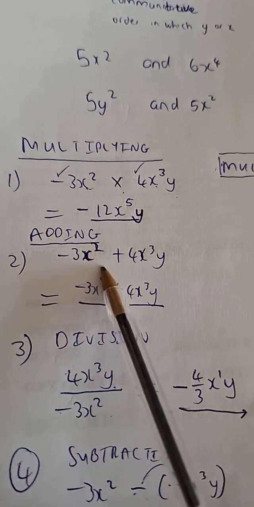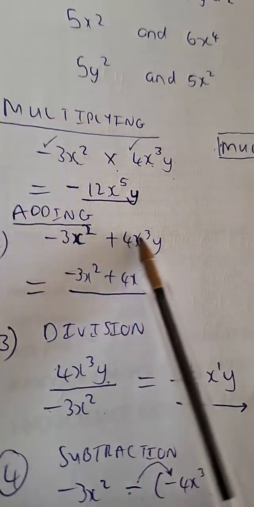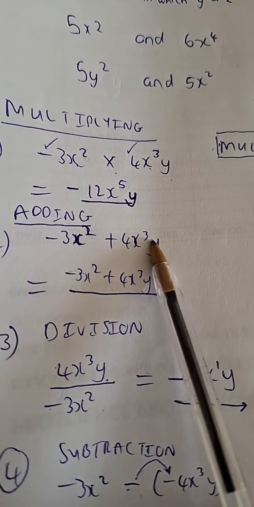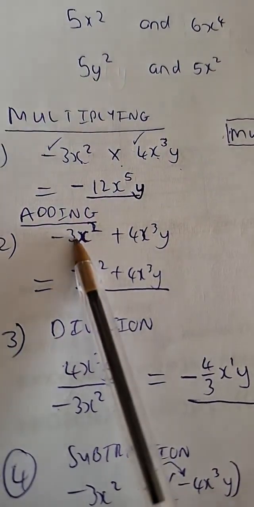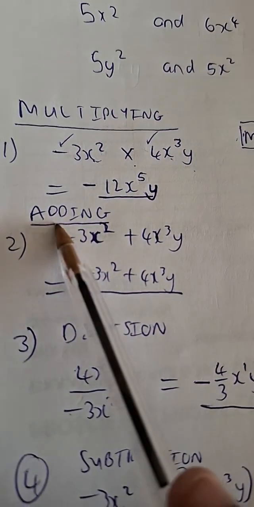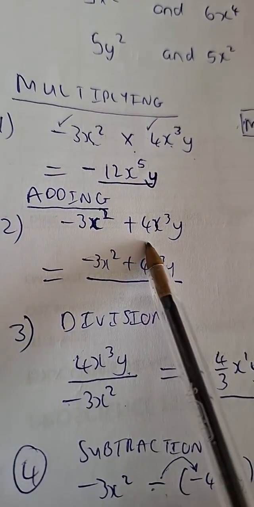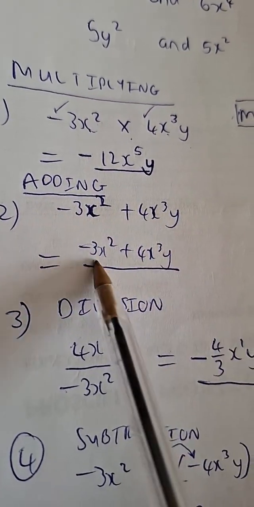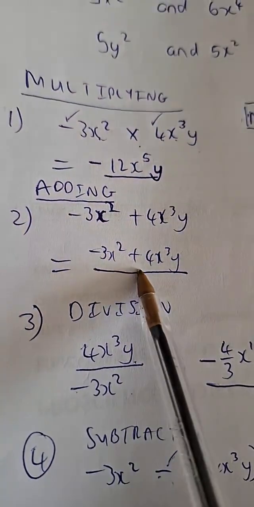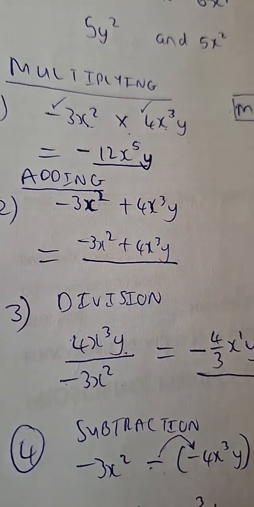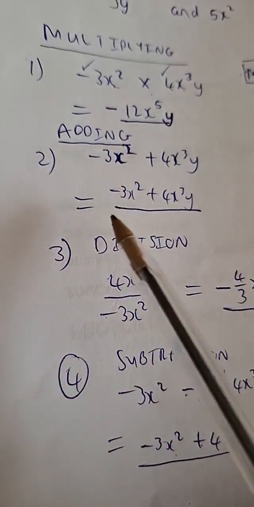Then we look at addition of terms. These terms, are they like or unlike terms? No, they are unlike terms. So these unlike terms, we cannot do anything, guys. They are not like terms, so the answer negative 3x squared plus 4x cubed y is equal to negative 3x squared plus 4x cubed y. We can't do anything with that.